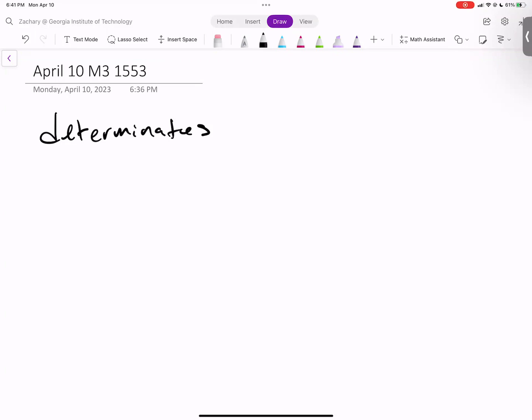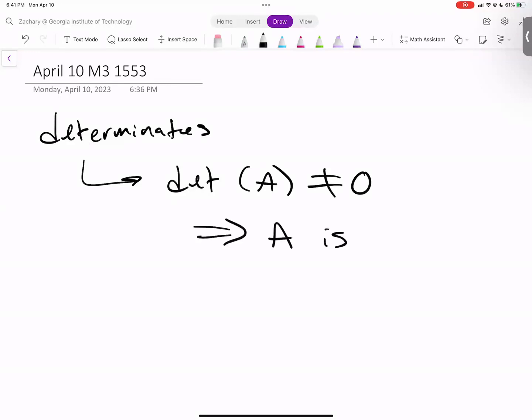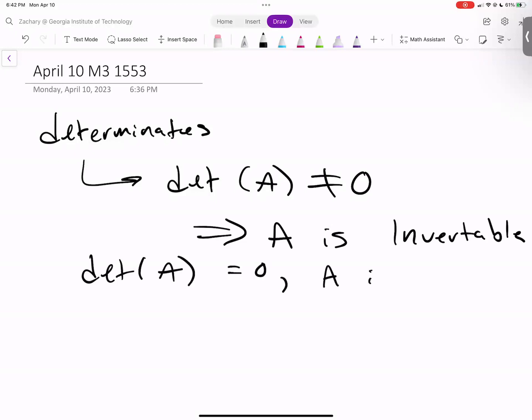Yeah, that's one of the things it does do, but what it determines is invertibility. Historically speaking, a determinant determines if you have a unique solution. So if the determinant of some matrix A is not equal to 0, that means A is invertible. Likewise, if the determinant of A is equal to 0, then A is not invertible. That's the big overarching idea of determinants.